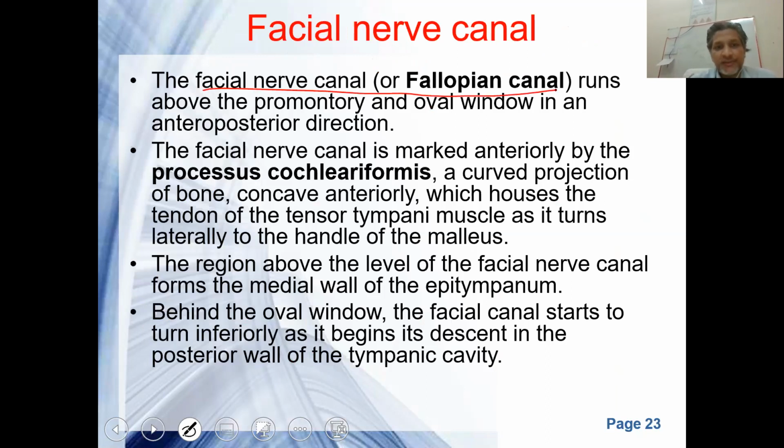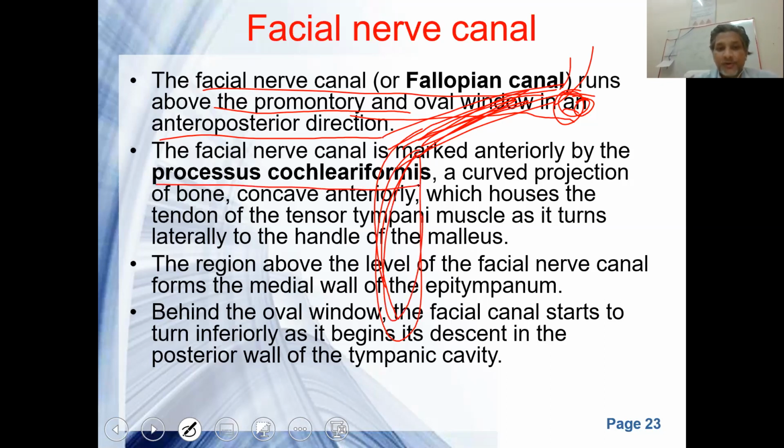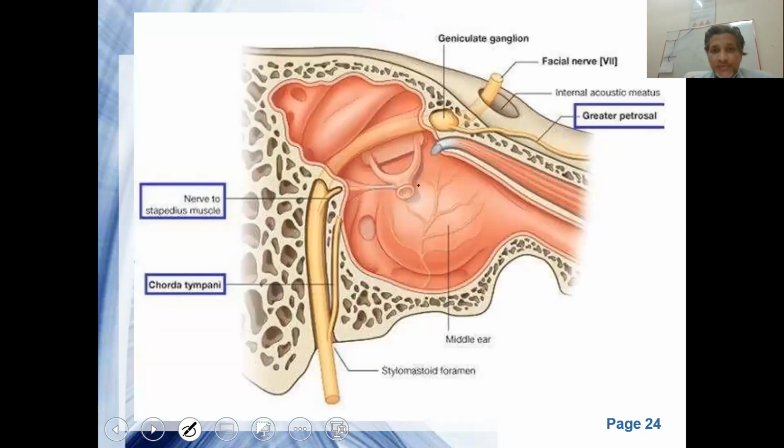It lies in a canal which is the fallopian canal, and runs above the promontory and oval window in an antero-posterior direction. You are well versed with the fact that it appears in the middle ear just superior to the processus cochleariformis, runs posteriorly from anterior to posterior, and then again takes a turn. This is the tympanic segment, this is the mastoid segment. This is the processus cochleariformis, again the same repetition of all the things which I have said. So this is a very important diagram in order to look at the facial nerve itself.